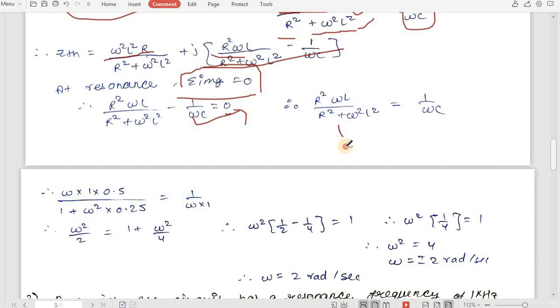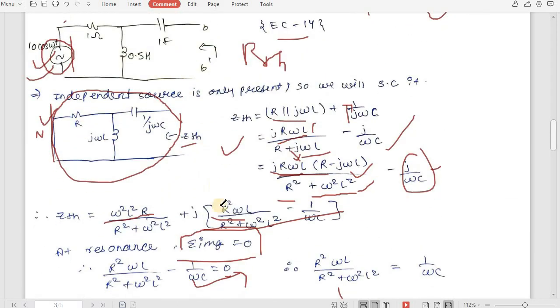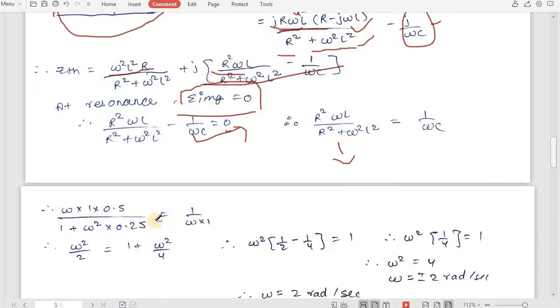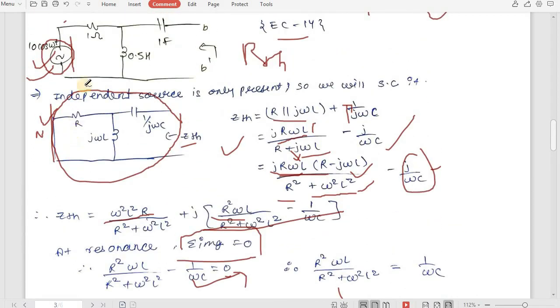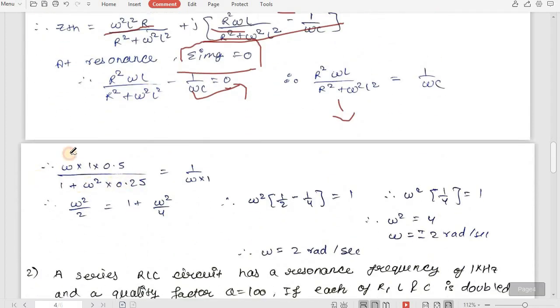Now before we further simplify, what we are doing is we are substituting our R, L, C value, such that our complication will be reduced. So R value is 1 ohm, L value is 0.5, and C value is 1 farad. So if we substitute it, we will get something like this.